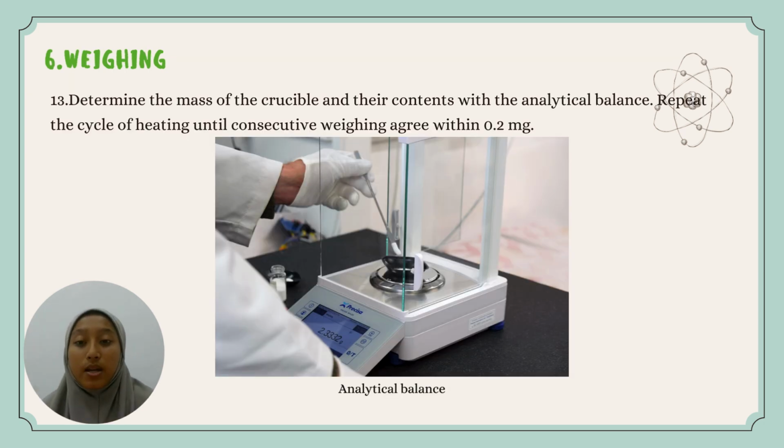Alright, next we move on to the sixth part of the gravimetric analysis, which is the weighing. In weighing, we determine the mass of the crucible and its contents with the analytical balance. The cycle of heating is repeated until consecutive weighings agree within 0.2 milligram.